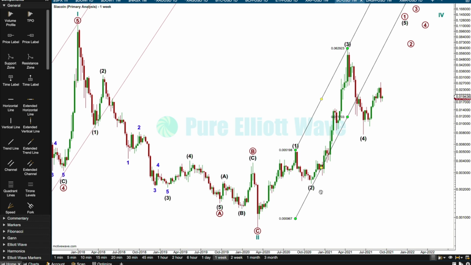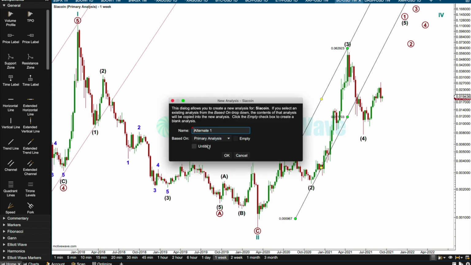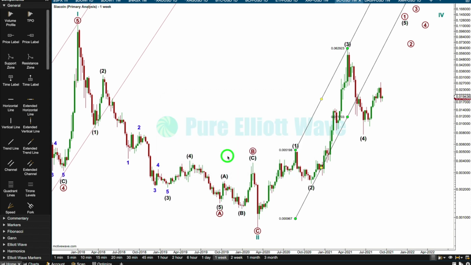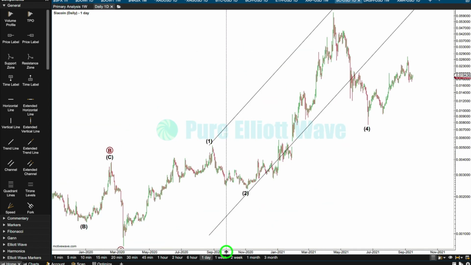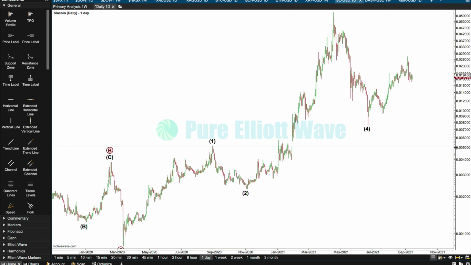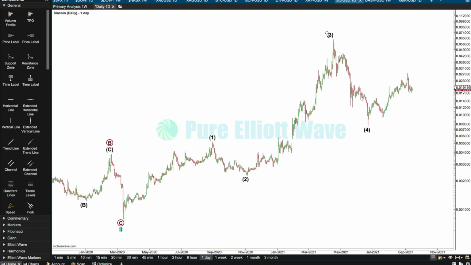Okay, I don't think this is a 4th wave. Let's go down to daily chart level. Let's save this. I'm going to create a new analysis, call it daily, based on this, and it's 1 day. I'm just going to get rid of that, and I want to see if 3 and 4 could have been over here.